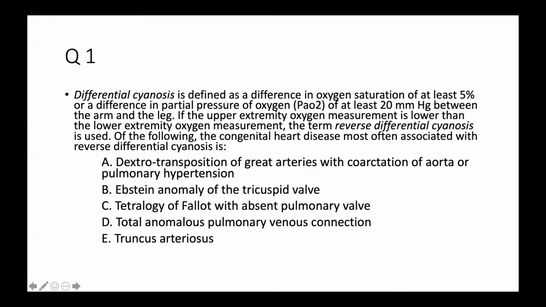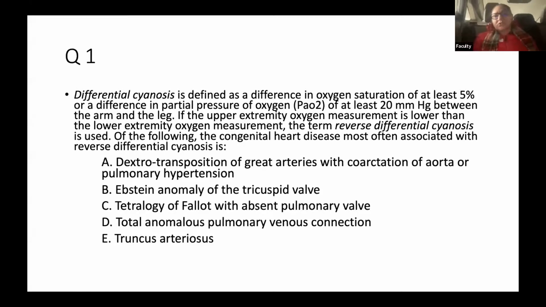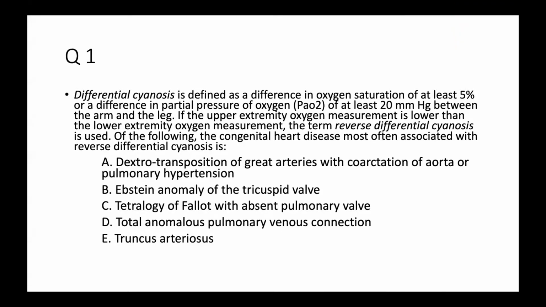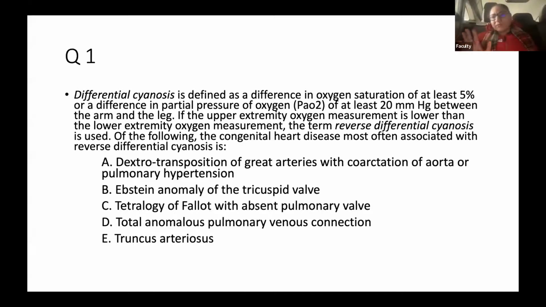Okay. So differential cyanosis is defined as a difference in oxygen saturation of at least 5% or a difference in partial pressure of oxygen of at least 20 millimeters of mercury between the arm, that's the right arm, and the leg. If the upper extremity oxygen measurement is lower than the lower extremity oxygen measurement, this is called a reverse differential cyanosis. And which of the following congenital heart diseases is most often associated with reverse differential cyanosis?